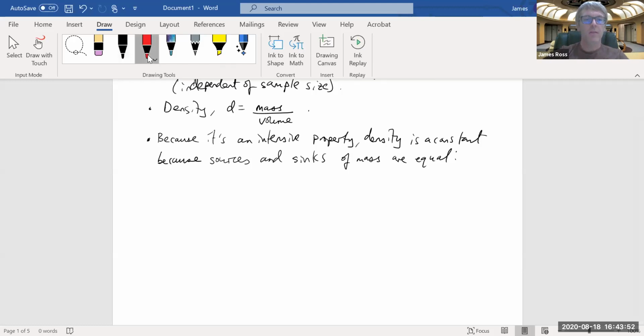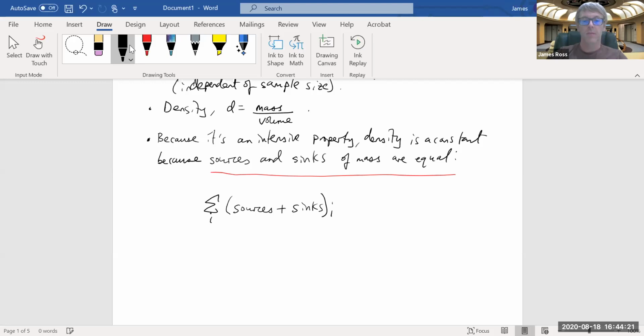So we can write that sources and sinks of mass are equal in symbolic language, and we can actually write it properly if we take care. We can say that the sum over all objects i of the sources and the sinks that are labeled i is equal to 0. So that's how you would write it symbolically.